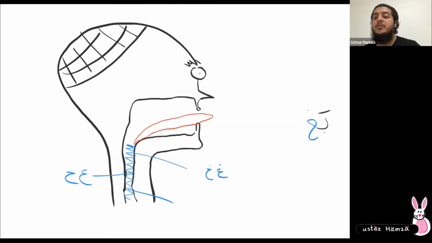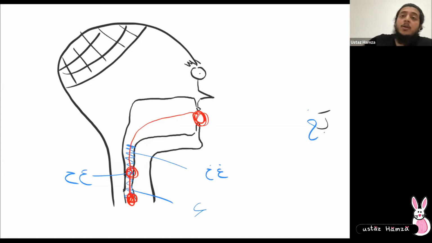You know what? Let me just remove the red color. Remove the tongue. What if you start your voice from here and you don't stop it here? Then it will stop here and your Ayn will sound like a Hamza. Oh no. Shouldn't do that, but that's what will happen.